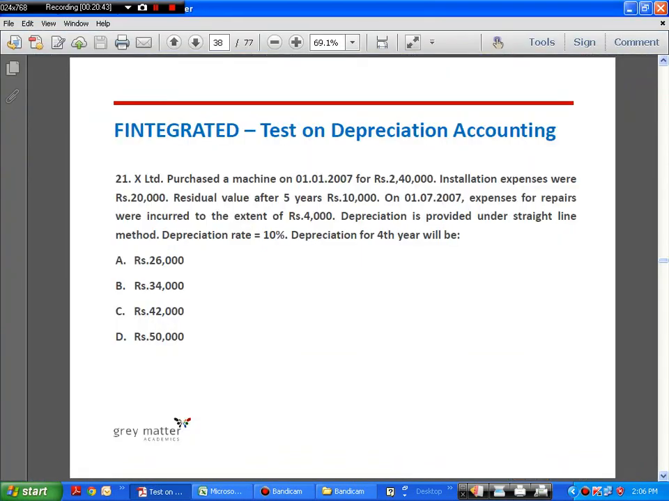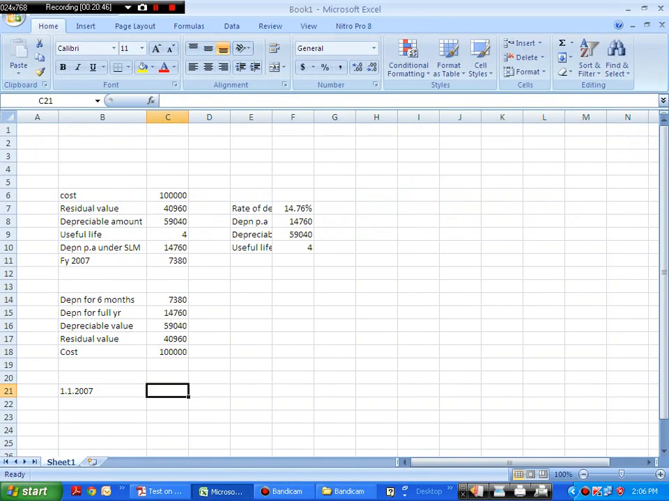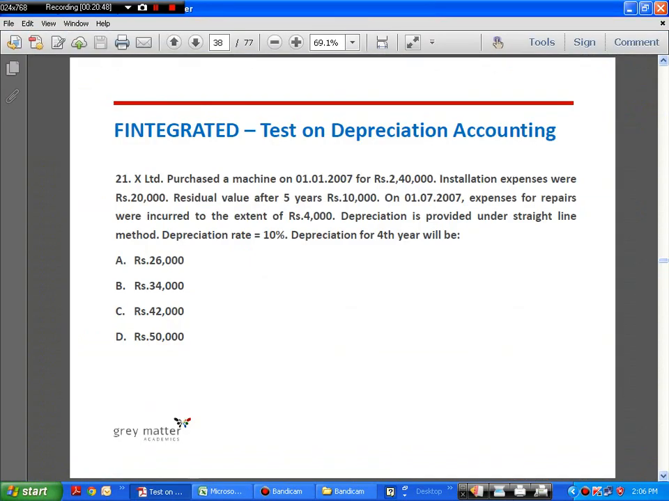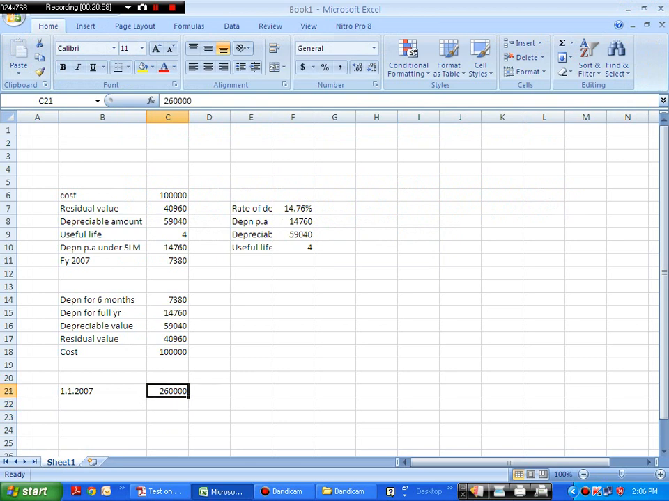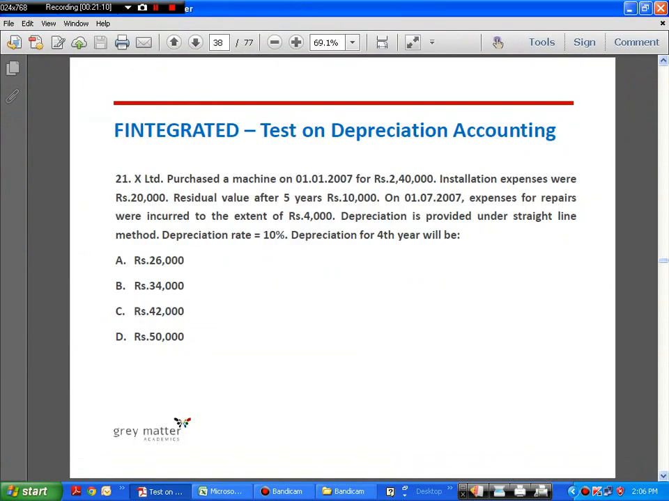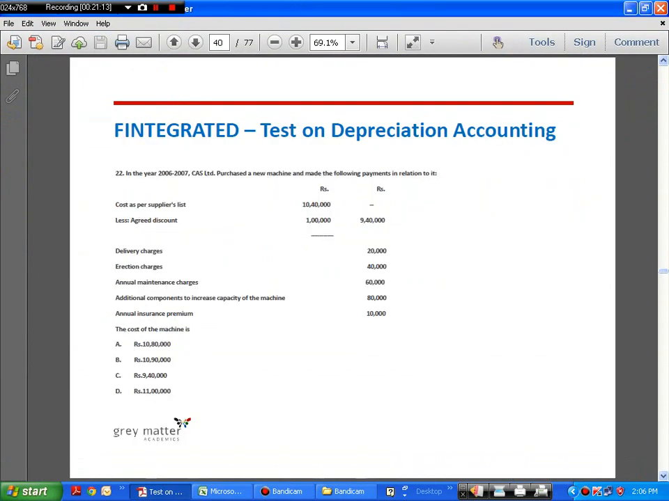So what we'll do here is we'll start with 1/1/2007, that's when the asset was purchased, for 2,60,000. Okay, so depreciation is provided in the straight line method. We have to directly apply 10% on 2,60,000. Depreciation under SLM will be 10% of 2,60,000, which is 26,000 rupees. So answer is A.